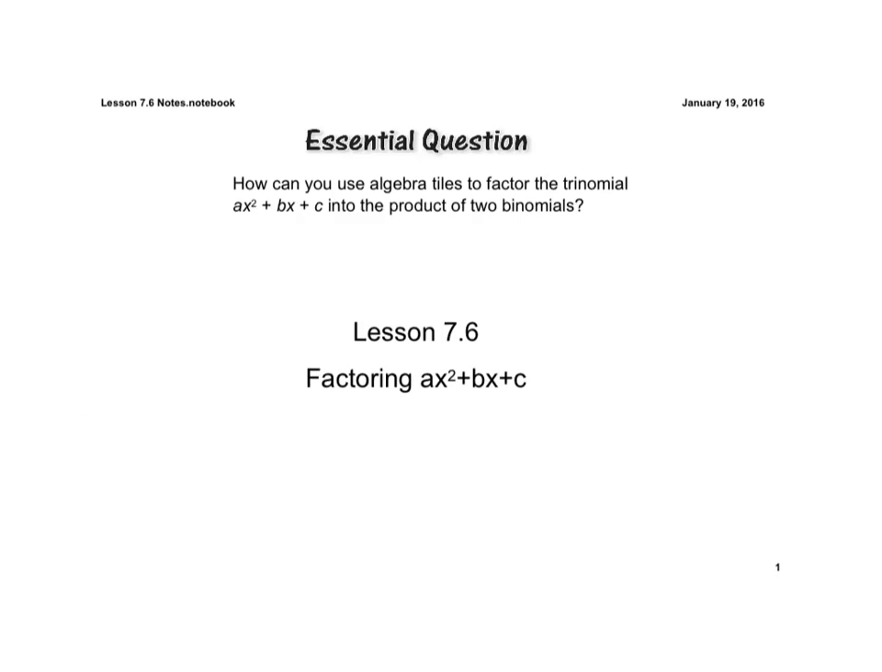This is Mr. Simpson, and we'll be studying lesson 7.6, which is factoring quadratic trinomials that have a leading coefficient in front of the x squared.